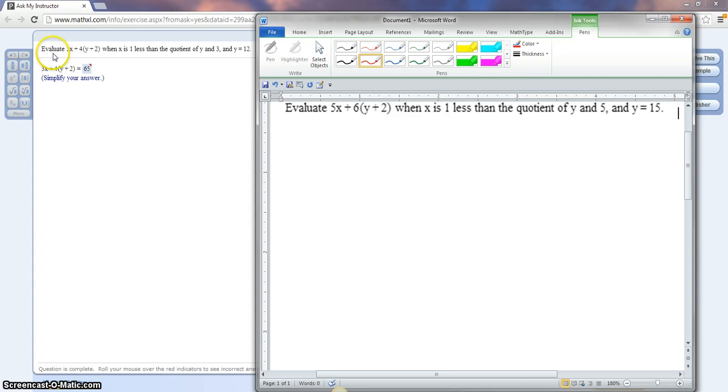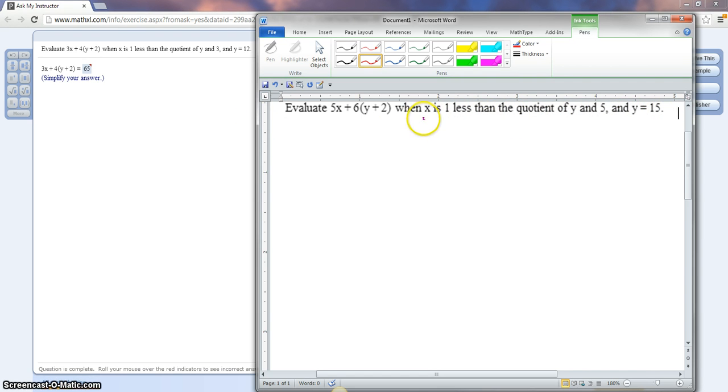Okay, now the question that you had attempted was: evaluate 3x plus 4 times the parenthesis y plus 2 when x is 1 less than the quotient of y and 3 and y is 12. Now this problem here states: evaluate 5x plus 6 times the parenthesis y plus 2 when x is 1 less than the quotient of y and 5 and y is 15.